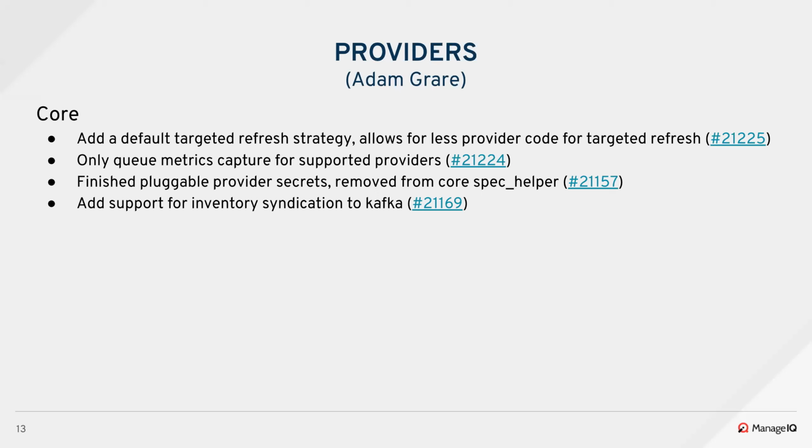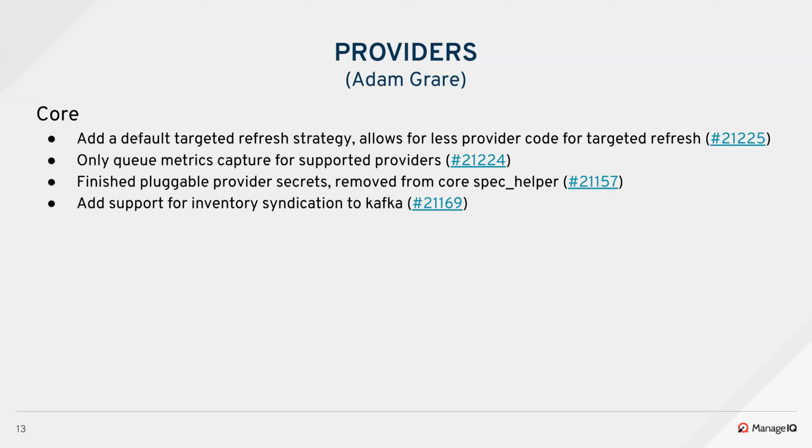This sprint, we also added support for inventory syndication to a Kafka topic. In previous sprints and releases, we added this for events and subsequently metrics, which obviously leaves inventory as the last one. It took a little bit because it's a little bit more complicated for inventory. But if we go over to the next slide, we have a short demo showing this.